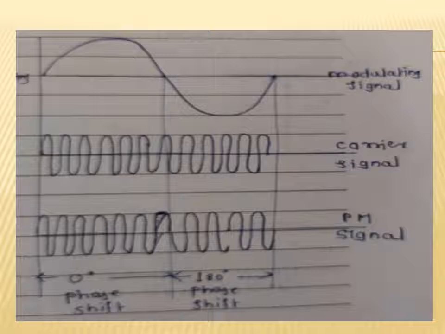For a positive half cycle there is a 0 degree phase shift, and for a negative half cycle there is a 180 degree phase shift. So this is phase modulation.